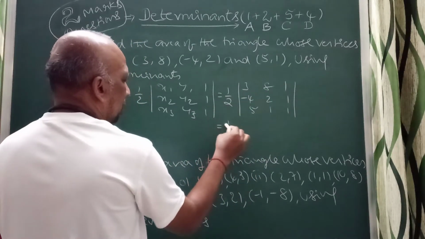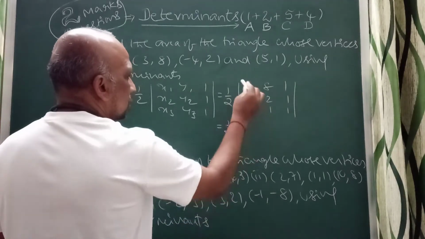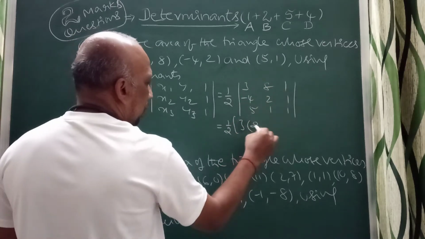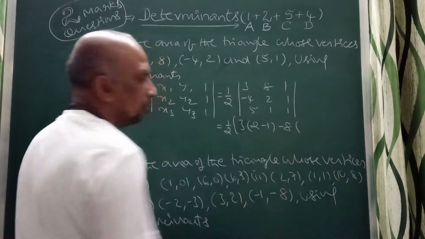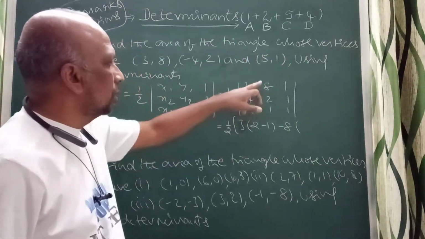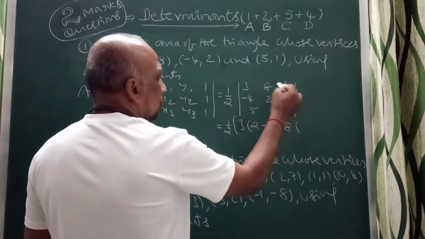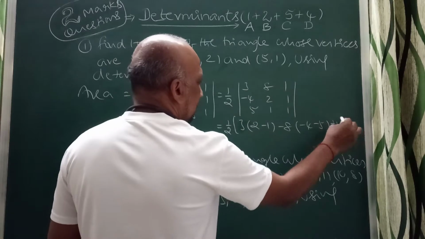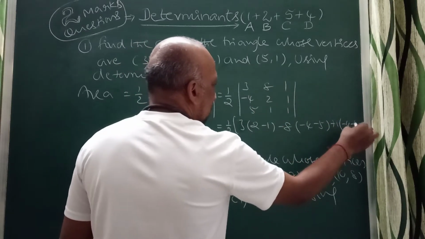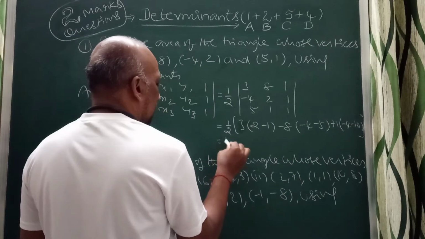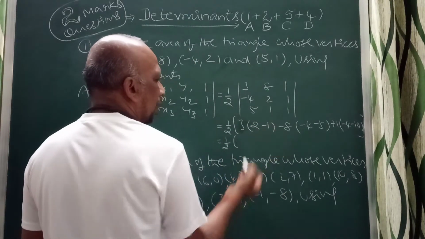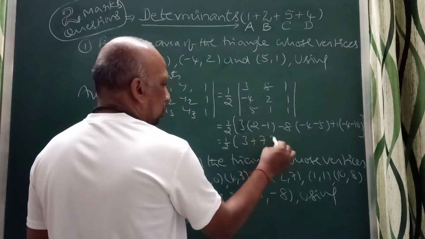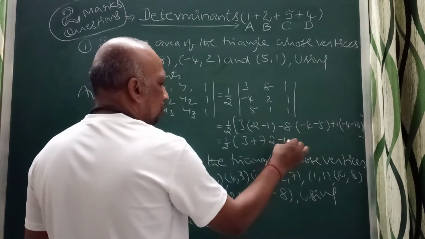Now you can expand the determinant. You know how to expand the determinant. 3 into, leave this row and this column, 2 minus 1; minus 8 into, leave this row and this column, you get minus 4 minus 5; plus 1 into, you get minus 4 minus 10. So you will get 1 by 2 into 3 minus 9 plus 72, minus 14.